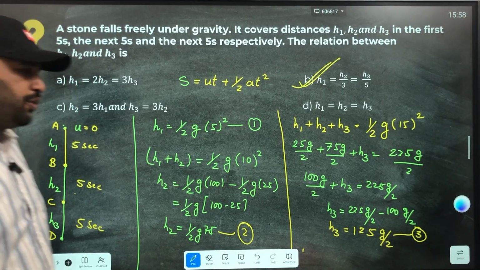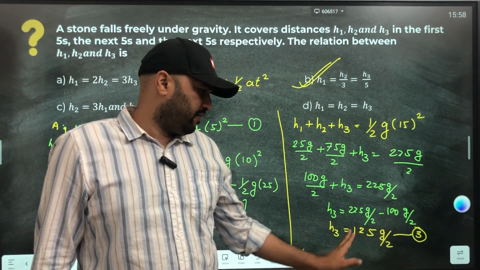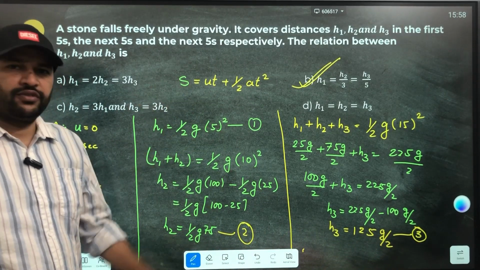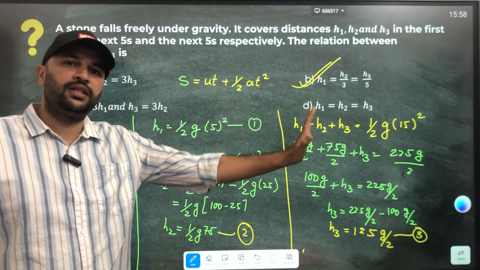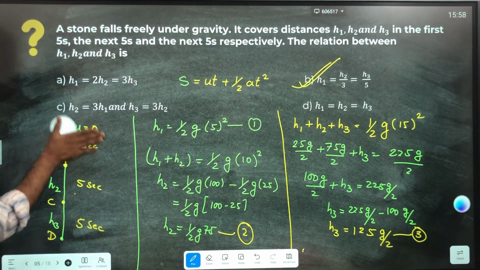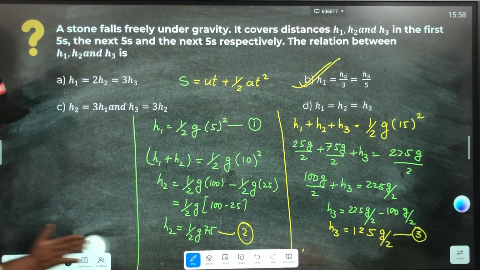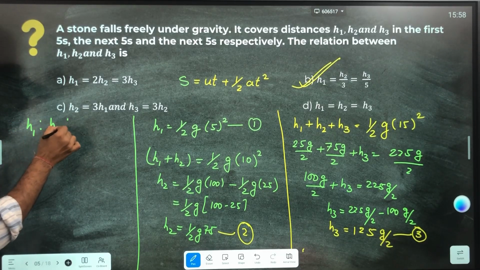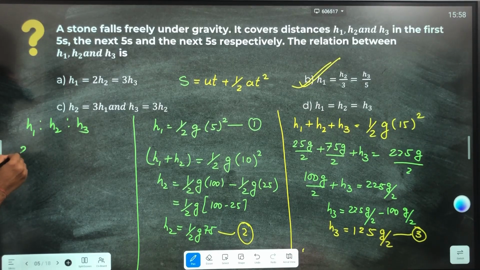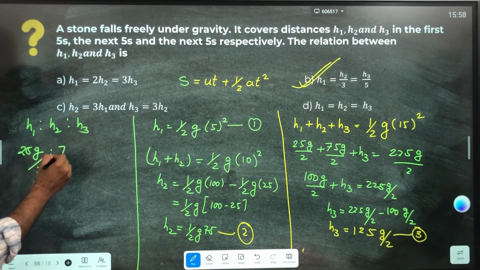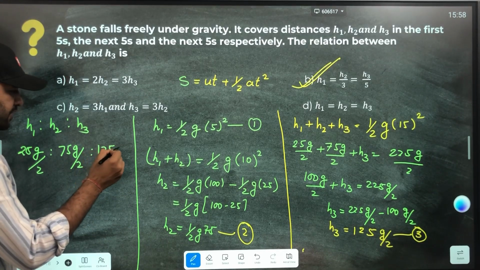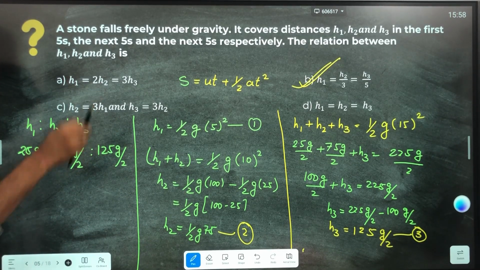I hope this is clear. How do you find h1, h2, h3? So h3 will be 125 g by 2, h2 is 75 g by 2 and h1 is 25 g by 2, right? I hope this is clear. In case it is not clear, please go through the video once again. I am removing this part and I am finding the ratio. So let's find the ratio of h1, h2, h3. h1 is 25 g by 2, h2 is 75 g by 2 and h3 is 125 g by 2. Let's cancel out g by 2 from all of them.